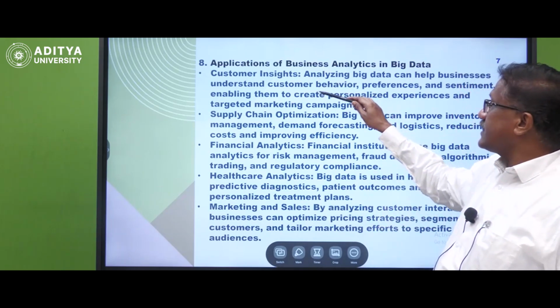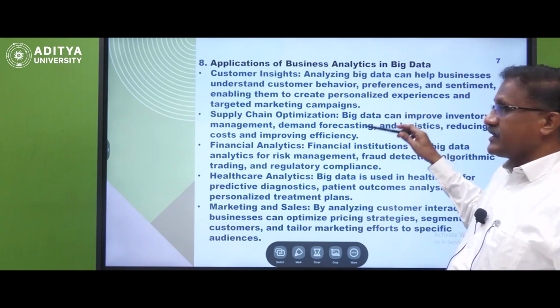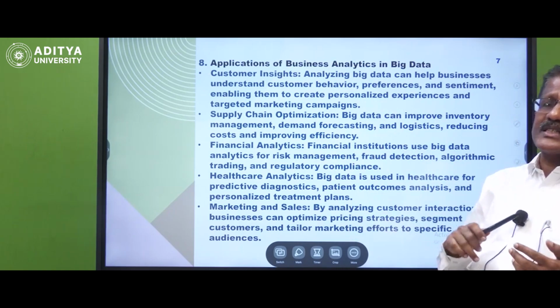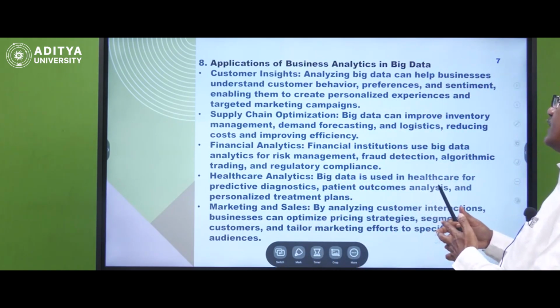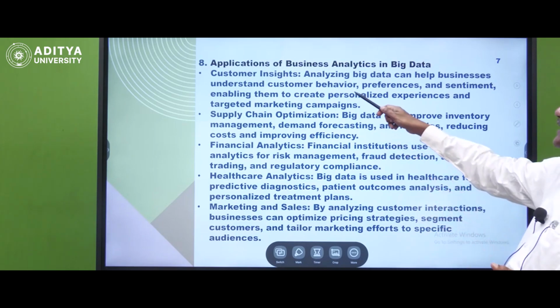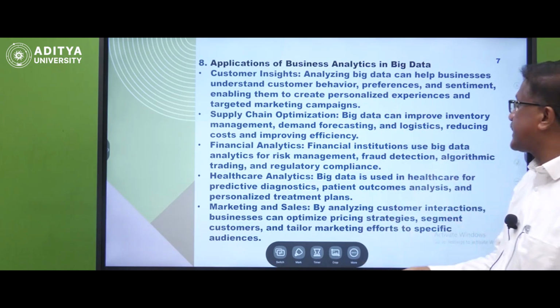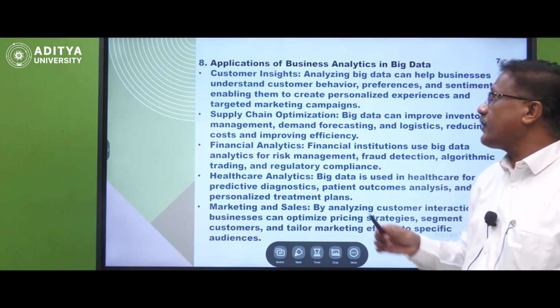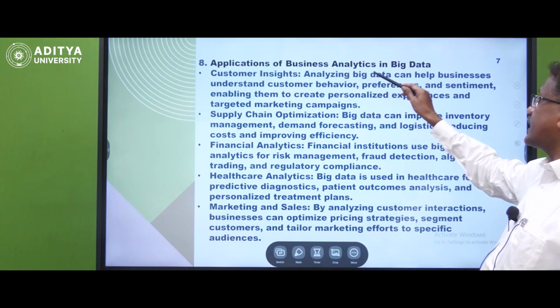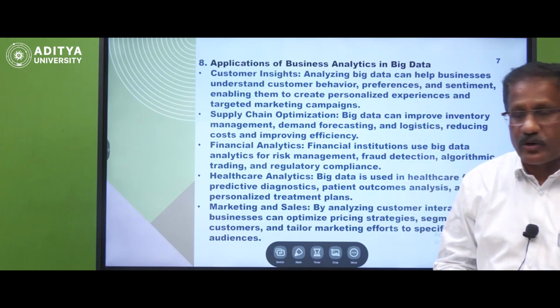So with these types of big data analytics, huge amounts of customer data from various countries are collected together at the big data level. Then we can understand customer behavior, preferences, and do sentiment analysis. All those things can be done. That is one type of application. With the help of this application, business analytics in big data plays a very important role.